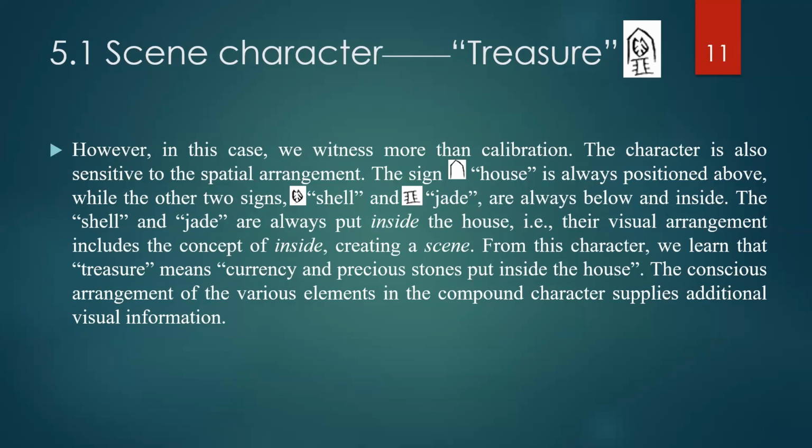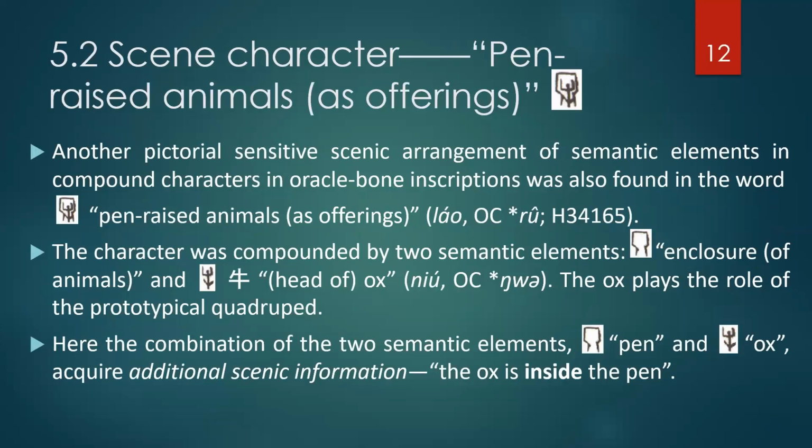Another pictorially sensitive scenic arrangement of semantic elements in compounded characters in oracle inscriptions was also found in the word for pen-raised animals as offerings. The character was compounded by two semantic elements, enclosure of animals and head of ox. The ox plays the role of a prototypical quadruped. Here, the combination of two semantic elements, pen and ox, acquires additional scenic information, which is that the ox is inside the pen.